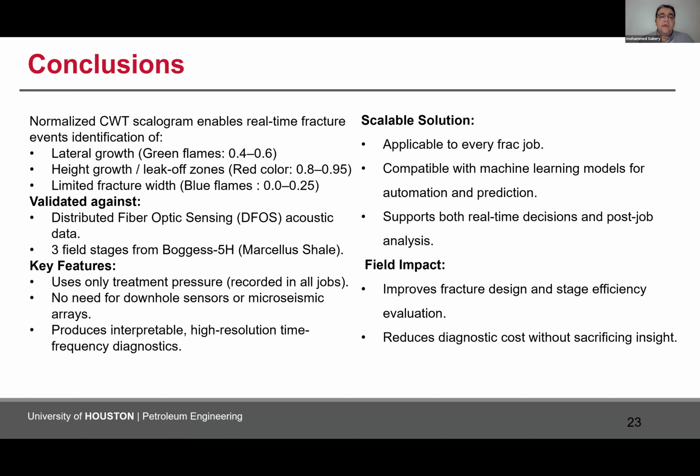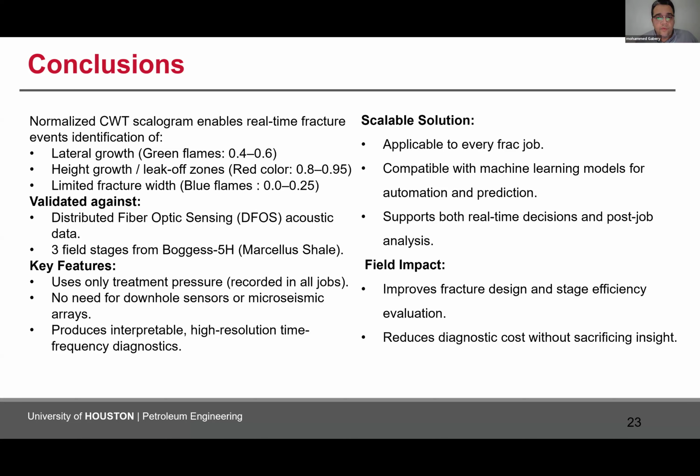So once you train a machine learning model for microseismic with this scalogram of the treating pressure, we can let the machine learning sensitize fiber optics or microseismic events based on your treating pressure, to be upscaled for your whole basin. No need for any downhole sensor or microseismic array. We just need the treating pressure to get this technology, and we introduce interpretable high resolution time frequency diagnostics.